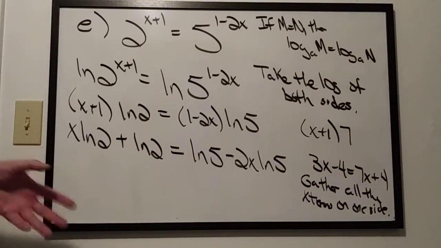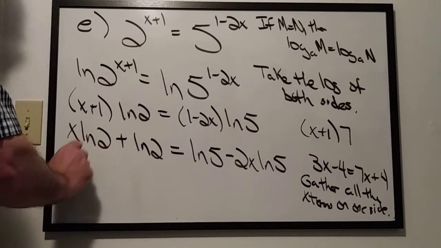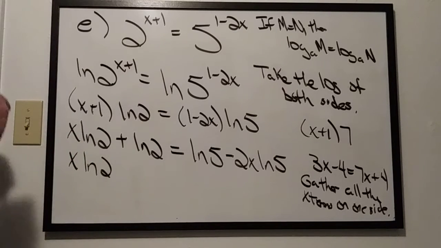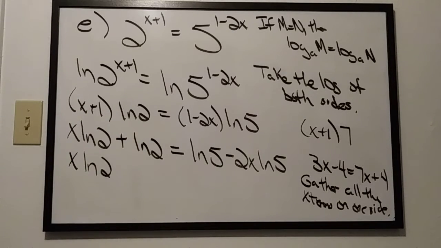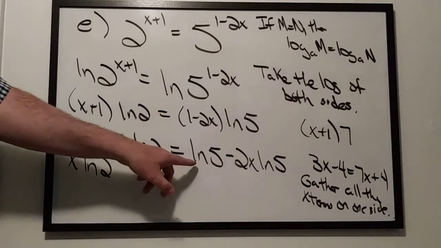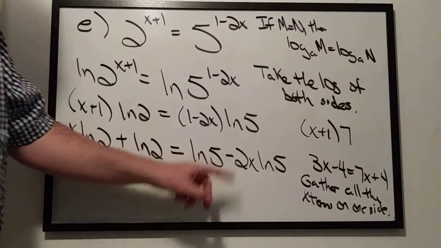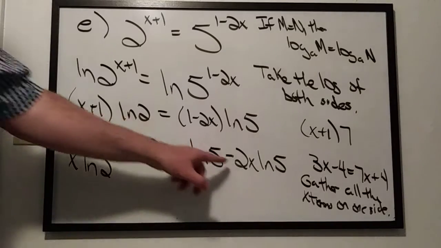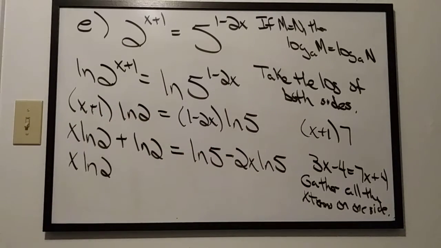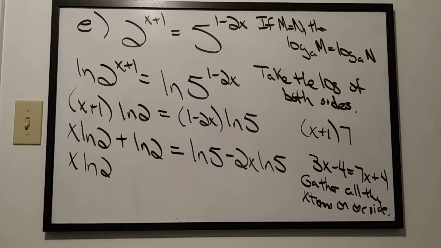So I'm going to choose to put all my x terms on the left-hand side. x times the natural log of 2 is already on the left-hand side. Natural log of 2 doesn't have an x, so that really shouldn't be on the left-hand side. I'll come back to him. Natural log of 5 doesn't have an x either. The next term that has an x is this negative 2x natural log of 5. That term is currently on the right-hand side of my equation, and I want to move it over to the left-hand side.